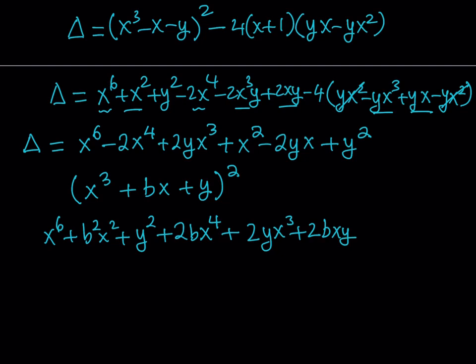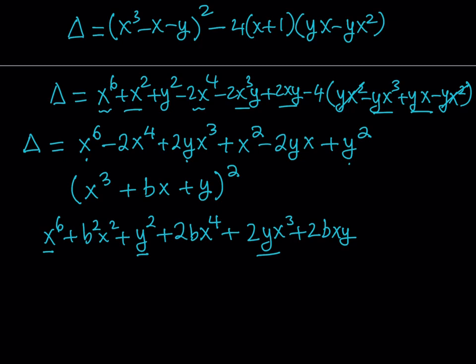Now, here's what I'd like you to notice. X to the 6 matches up here and here. Y squared matches up here and here. Let me put a dot so we can compare. And then everything else is like kind of coefficients, but 2yx cubed also matches up. Nice. And then what else do I have left? I have minus 2x to the 4th, which is 2b.